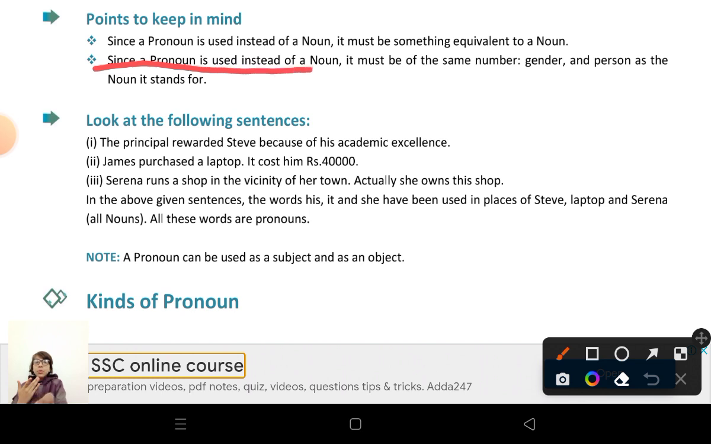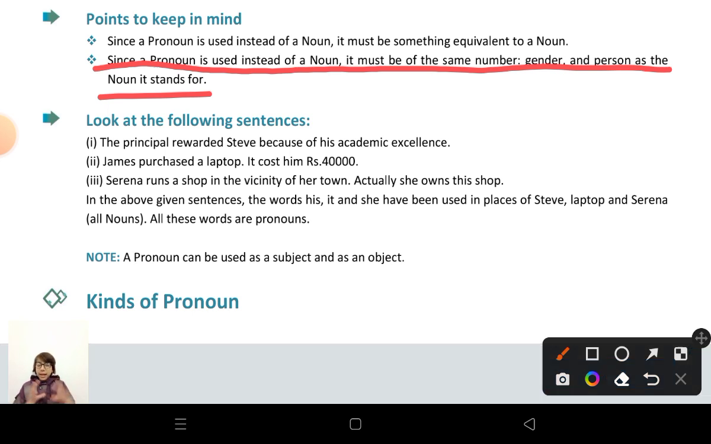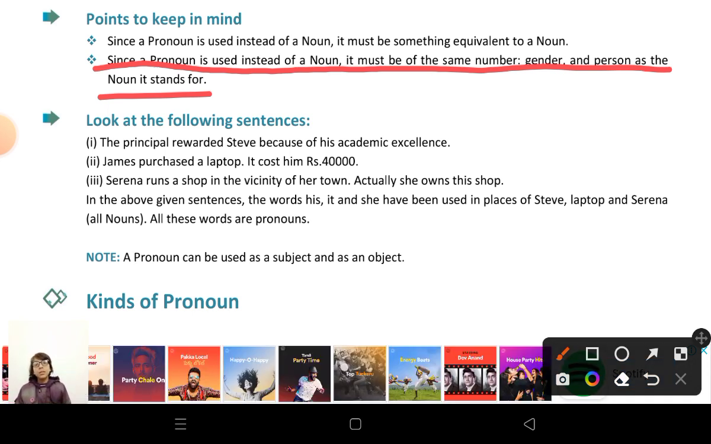Since a pronoun is used instead of a noun, it must be of the same number, gender, and person as the noun it stands for. It may be equal. Like I say, there are many persons. And if I say he, like there is a group of men, is the word he suitable for the group of men? No. The word they is suitable for the group of men, and they can also be used for females. Okay? So now look at the following sentences.